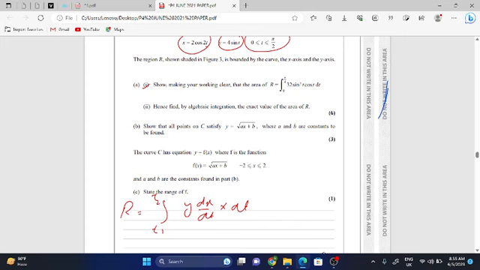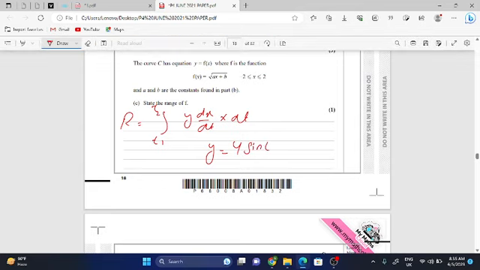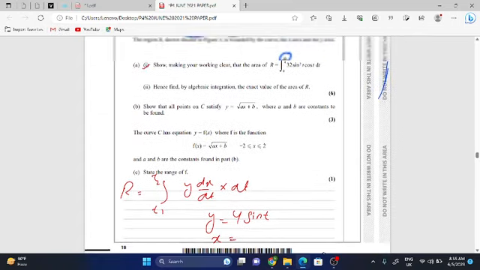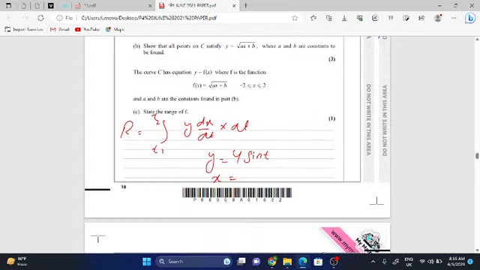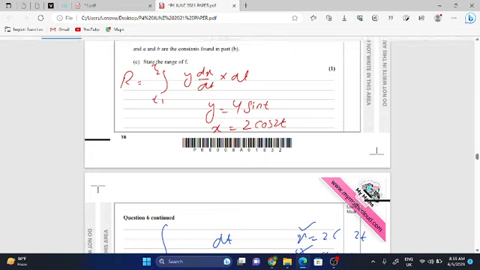Y is given to me, that is 4 sine of t. X is 2 cos of 2t. I have to find dx by dt first.